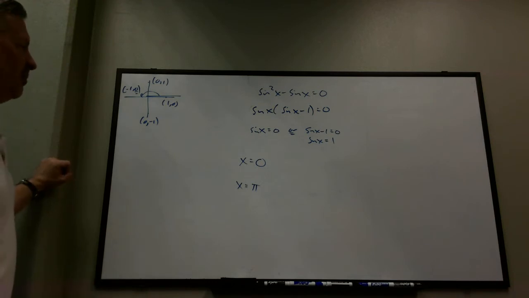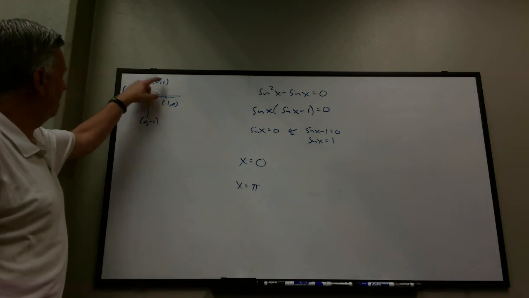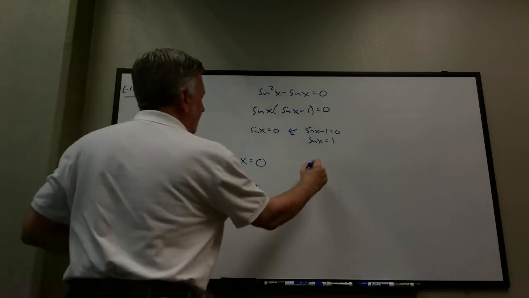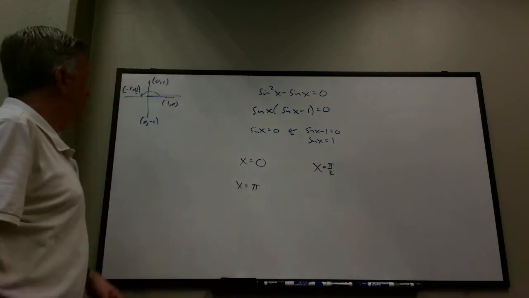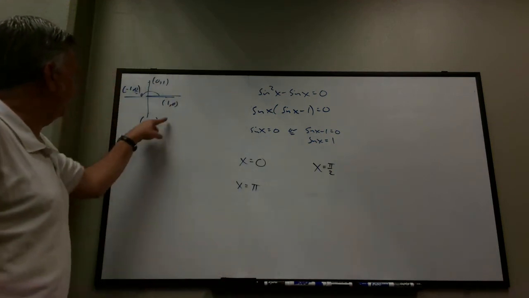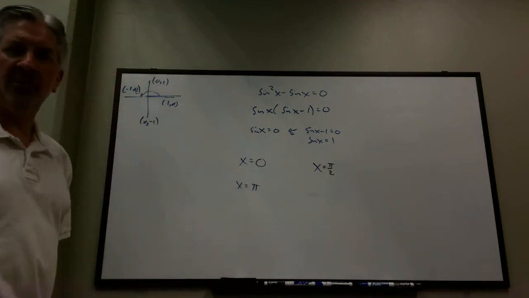Now, where is sine equal to 1? Okay, again, where's the y value 1 on the unit circle? Right here. So that's at pi over 2. So those are the 3 solutions to this equation in the first rotation from 0 to 2 pi.